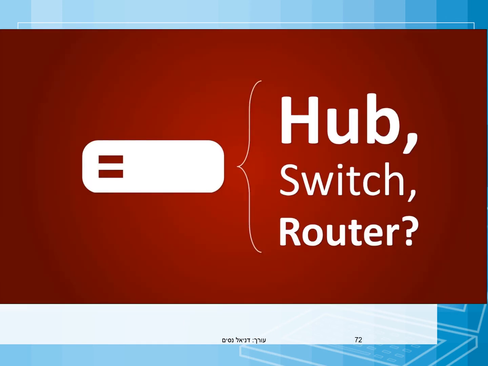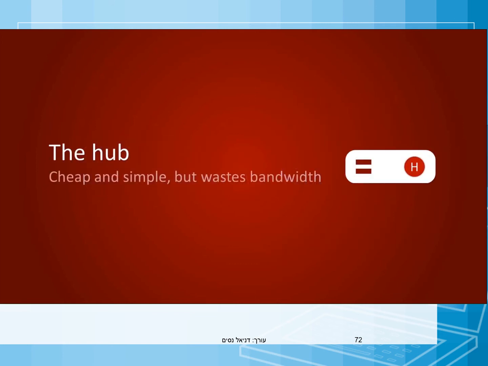Hi, I'm Peter. In this video, I'll explain the difference between three popular types of network devices: hubs, switches, and routers. Let's start with the hub. Hubs are cheap and simple devices that can connect a bunch of computers to each other, but they're a little wasteful with bandwidth. Here's how they work.